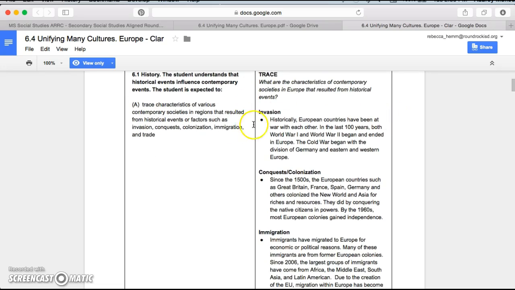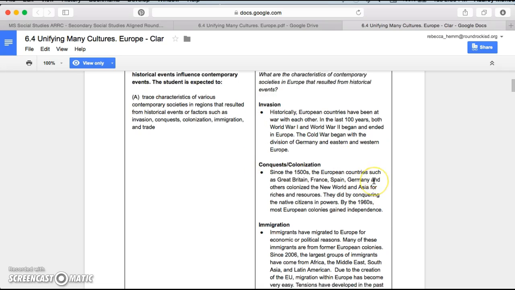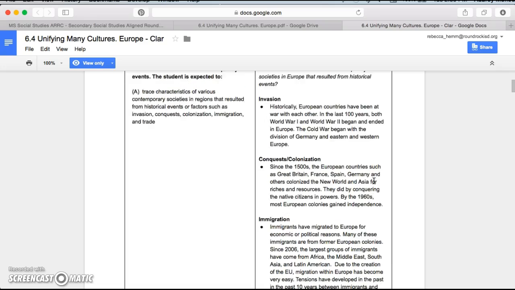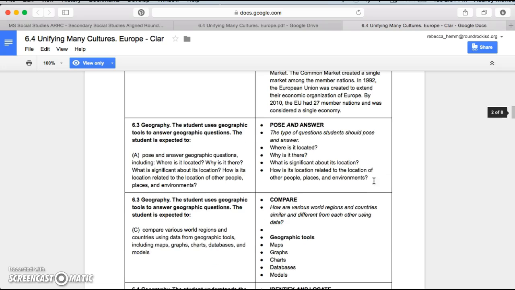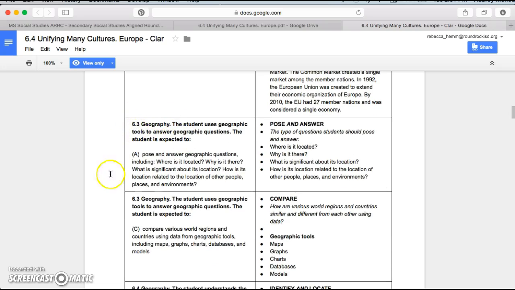And then they go a step further. What do we mean by invasion in this TEK or student expectation? And they specify. Conquest and colonization, they specify. So this really helps teachers not get confused, not mistranslate the TEKS and teach the wrong thing. And they do it for every single TEK covered in each unit.